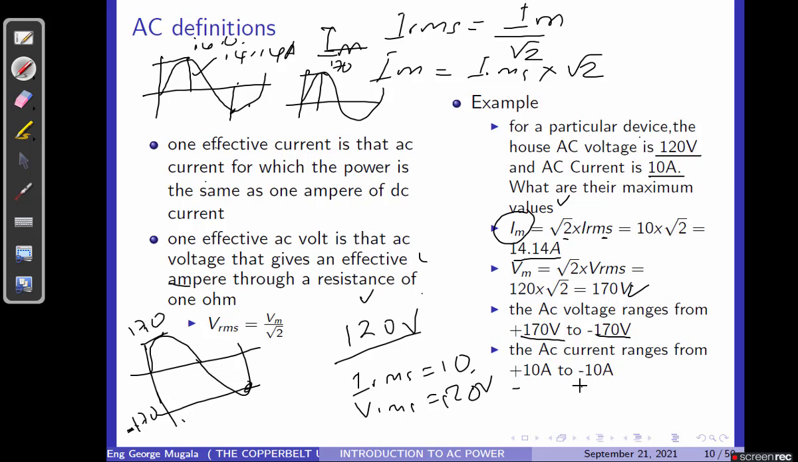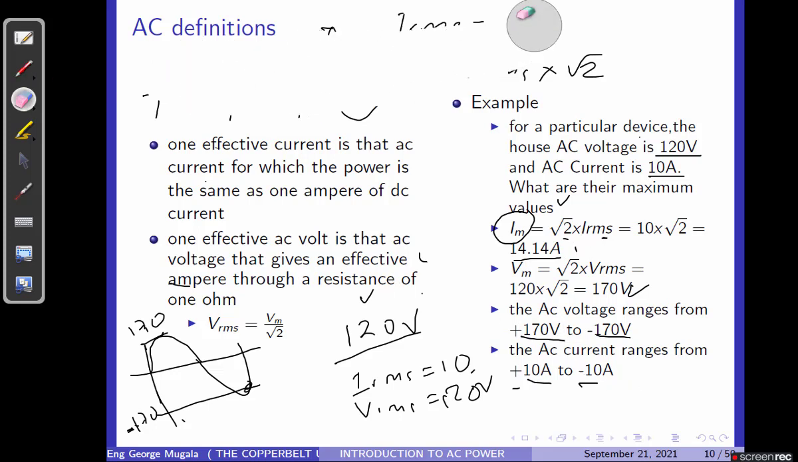Here, I just made a mistake, guys. Here is supposed to be from positive 14.14 to minus 14.14, as in the AC current waveform.